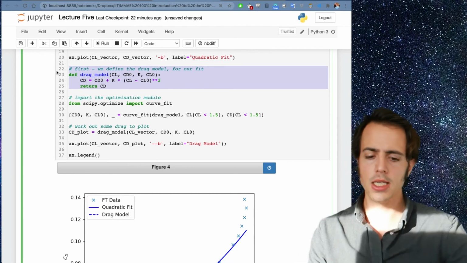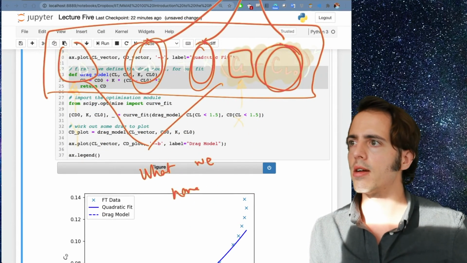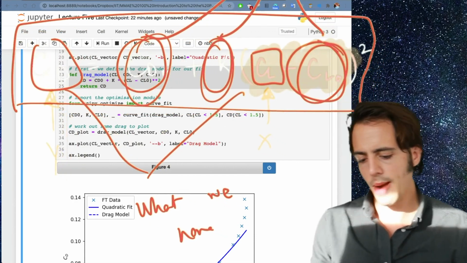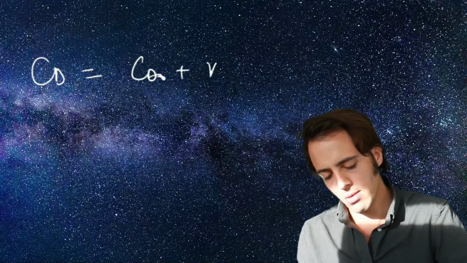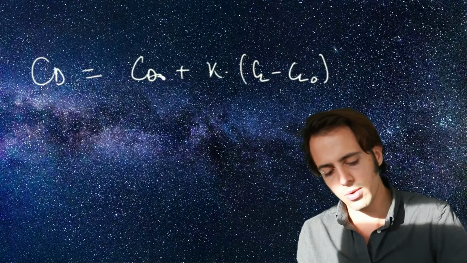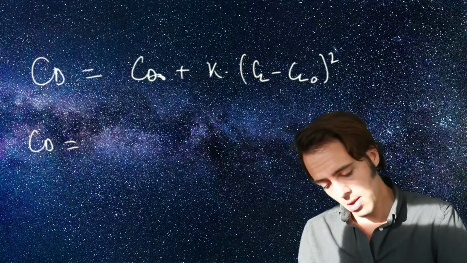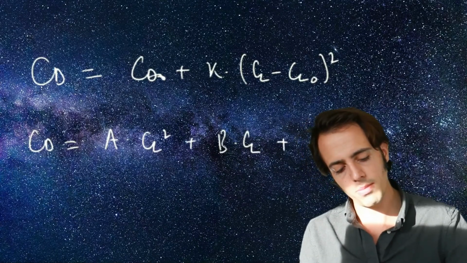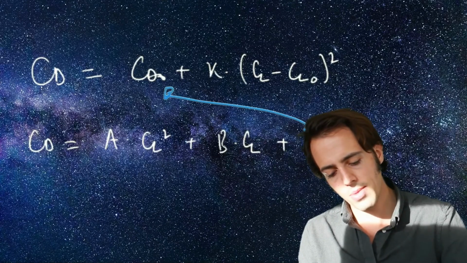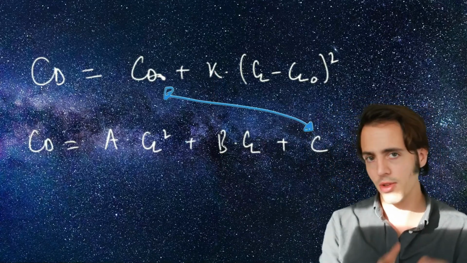But this drag model here, these parameters are something that you'll find incredibly useful when it comes to aircraft flight mechanics, because this is a model that we actually use. CD is equal to CD naught plus K times (CL minus CL naught) squared. Using the quadratic, what we found was CD equal to A CL squared plus B CL plus C, and you could probably work out that these two are the same, but A and B would be some other relationship between K and CL naught, and that's not in a format that we want to use.